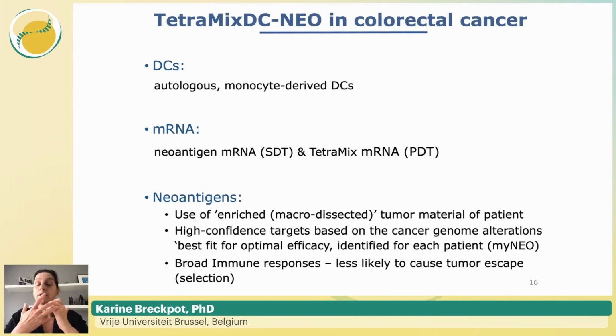The neoantigens, we did not select them ourselves. For that, we collaborated with a company called MyNeo, and they have a special algorithm, an engine, which should allow us to really select the best neoantigens. And the idea is to use this in a colorectal cancer setting in the following months. So I hope in the next year to have data on that.